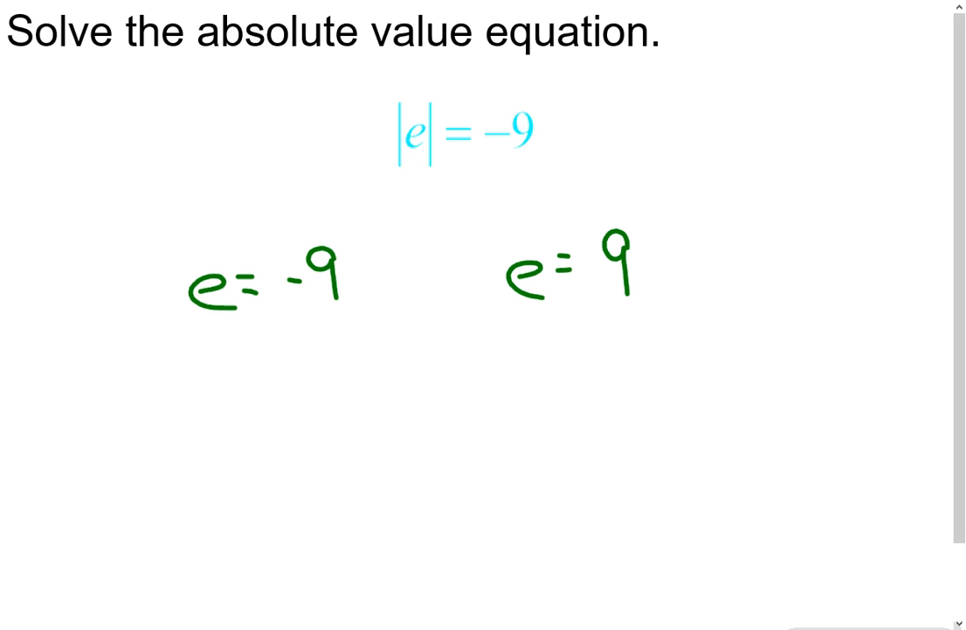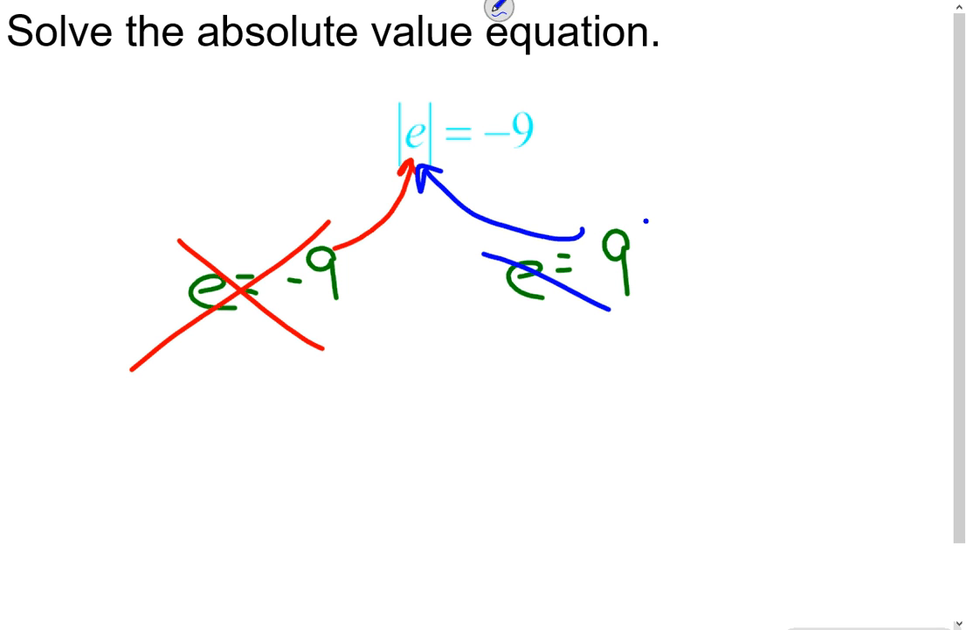If I were to take this -9 and put it back in there, what's the absolute value of -9? It's 9. Well, is 9 equal to -9? No, so I know that doesn't work. If I were to take the 9 and put it in there, maybe that one's the solution. Well, the absolute value of 9 is 9, and 9 still doesn't equal -9, so this one doesn't work. Some of you are thinking, do I really need to show that work? My hope is no.